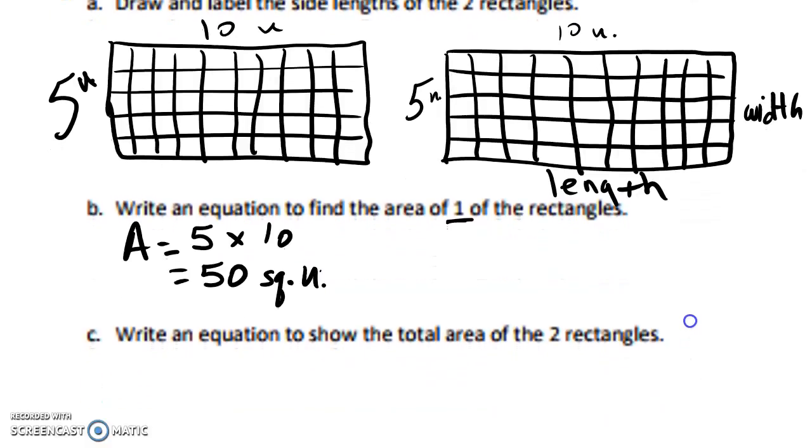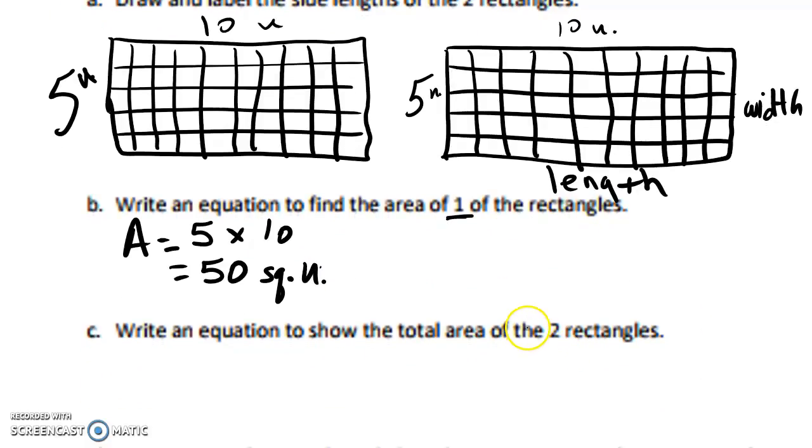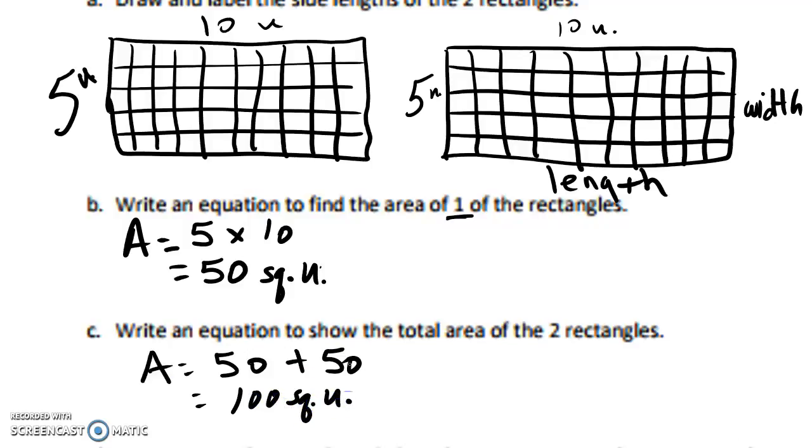Write an equation to show the total area of the two rectangles. Well, what do we know? If we know this one is 50 and this has the same measurements, can't we just add those two together? So we have area equals 50 plus 50, which equals 100 square units. Or we could have said area equals two groups, 50 in each group, which equals 100. Either way, this would be the more advanced third grade way. Either way gets it done.